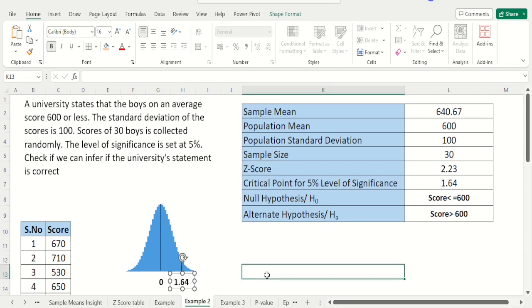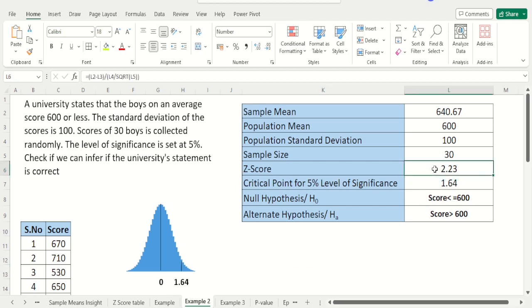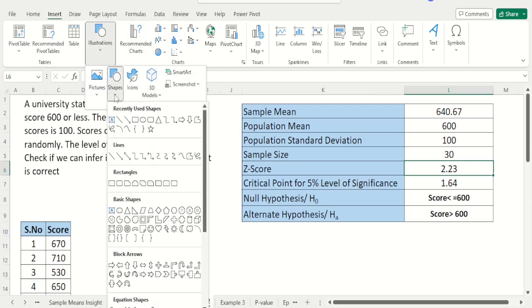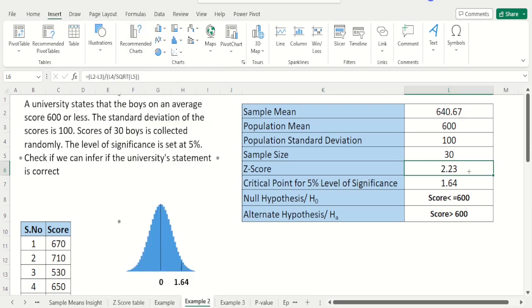Okay, now what you'll notice is that the z-score of our sample is 2.23. So in reality, our sample lies to the right of 1.64. In other words, our sample is an extreme sample, and it falls somewhere here.